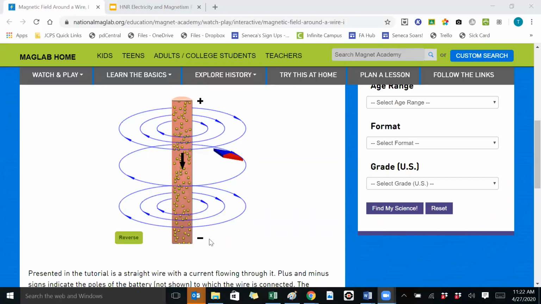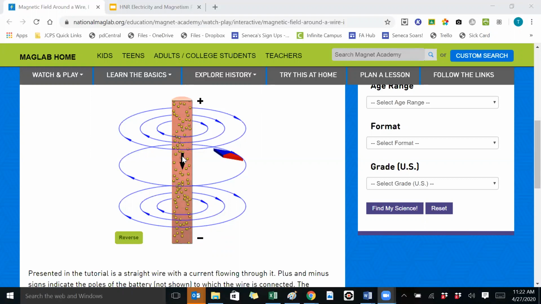Even though we don't see the battery, we use a positive and negative to show you that it is connected to the battery itself. And it also shows you that the electrons are flowing from the negative end of the battery terminal to the positive end of the battery terminal. So this tells you that electricity is flowing through our wire.